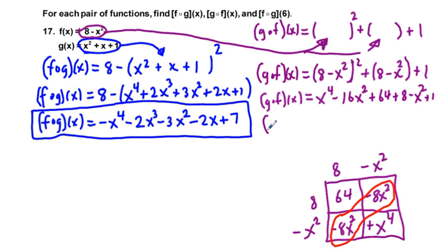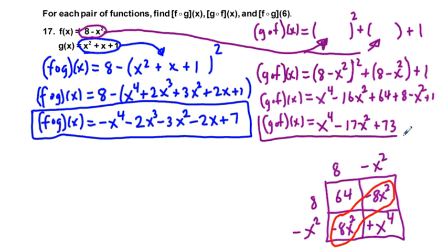And now simplifying, we have g of f of x is equal to x to the fourth, and we have minus 16x squared minus another x squared, so we have minus 17x squared. And we're going to have the numbers together. 64 plus 8 plus 1 will be plus 73. So that's going to be our g of f of x.